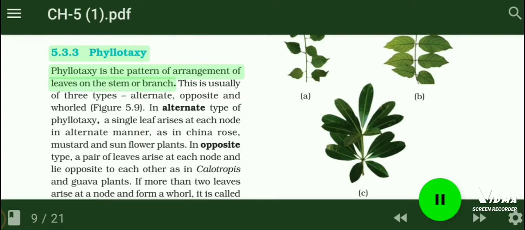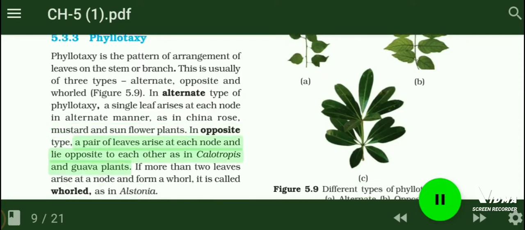5.3.3 Phyllotaxy. Phyllotaxy is the pattern of arrangement of leaves on the stem or branch. This is usually of three types: alternate, opposite and whorled. Figure 5.9. In alternate type of phyllotaxy, a single leaf arises at each node in alternate manner, as in China rose, mustard and sunflower plants.